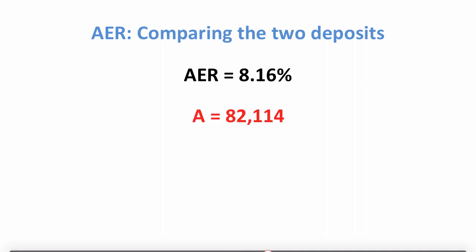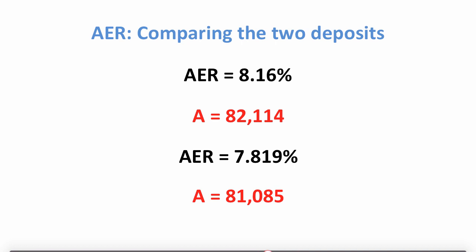And again, comparing the two, the first bank offered you an AER of 8.16%, giving you €82,114, and the second bank, even though it had a lower nominal rate and more time periods in which you received interest, an AER of 7.819% still fell quite short of the other bank, and as a result of that you end up with over €1,000 less.